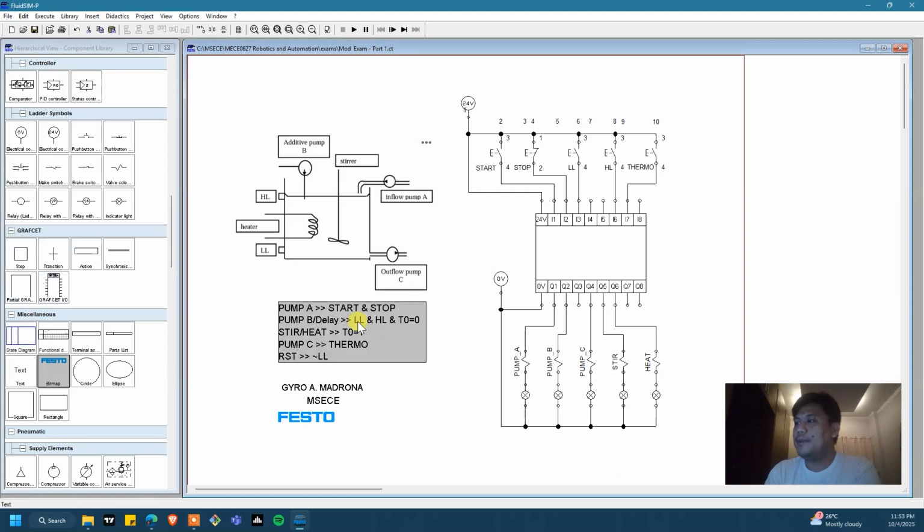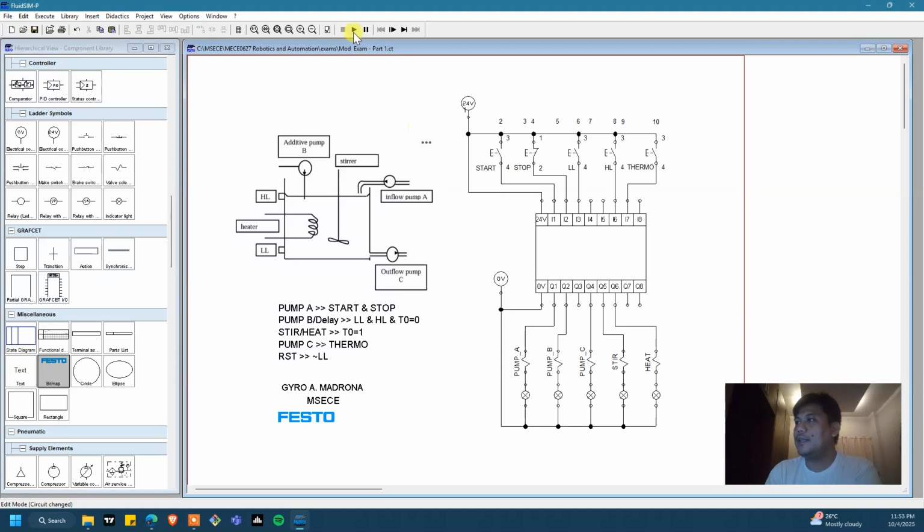So this is my abbreviated notation and I include some illustration for reference. So let's analyze what the system does. First I have here a start button. If I press start, pump A will be activated, so the liquid will flow to the tank.